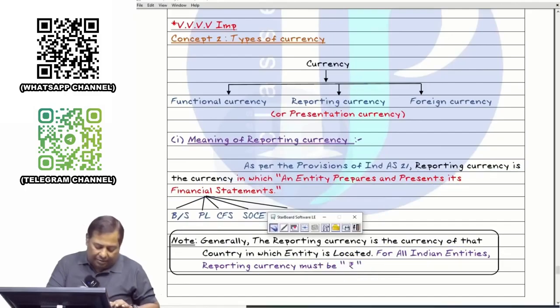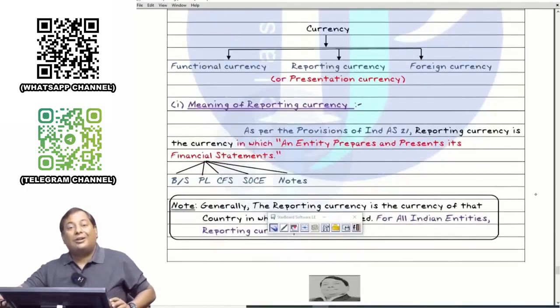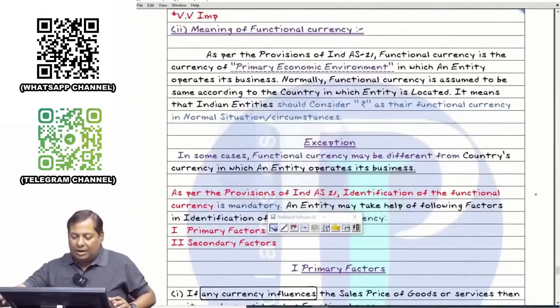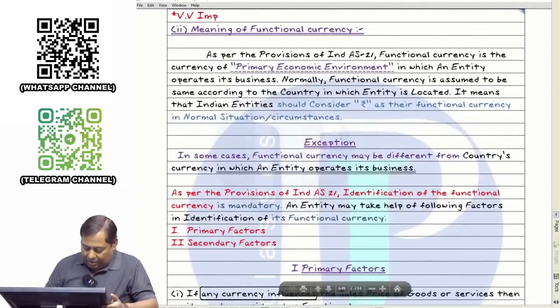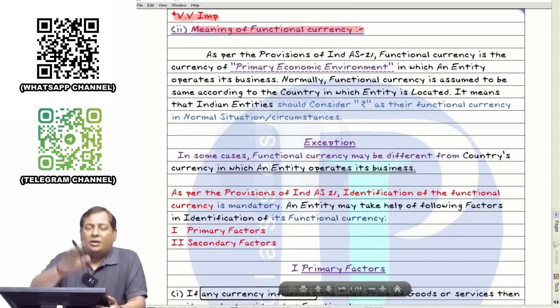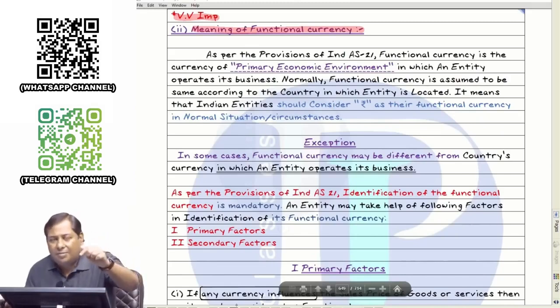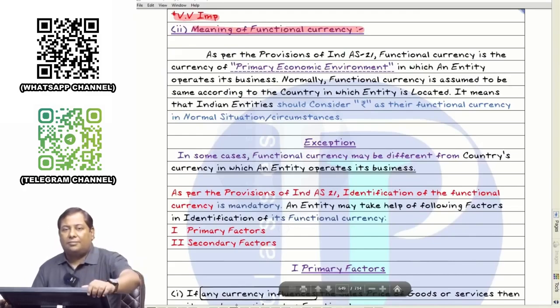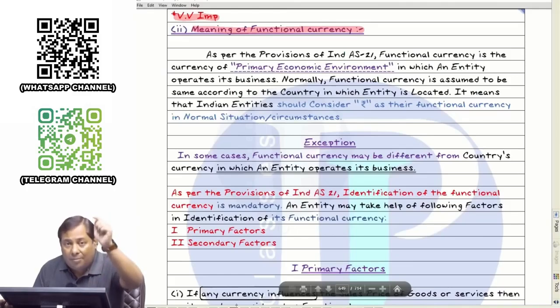After discussing reporting currency, we went to the next dangerous concept. I spent a lot of time on this. This was our very important concept, the meaning of functional currency. What is the meaning of functional currency? The currency in which the company operates its business is known as the functional currency. The primary economic environment in which you are operating the company is your functional currency.